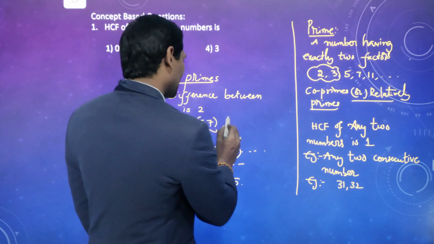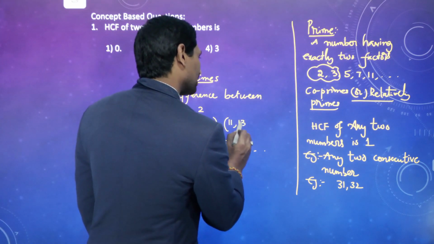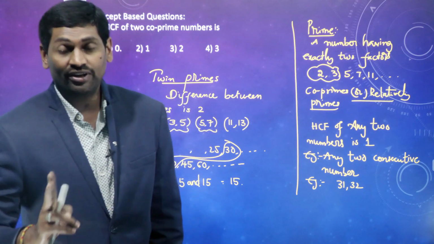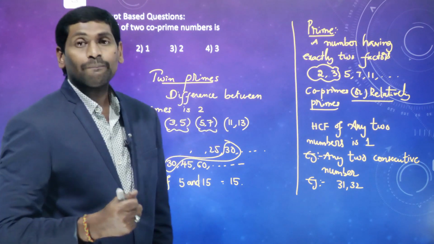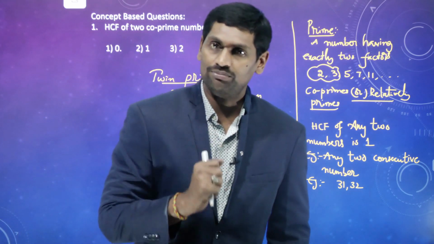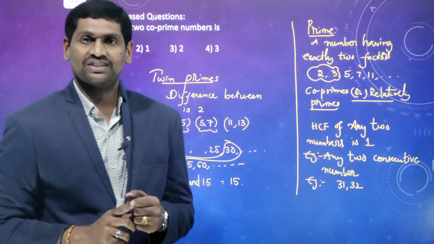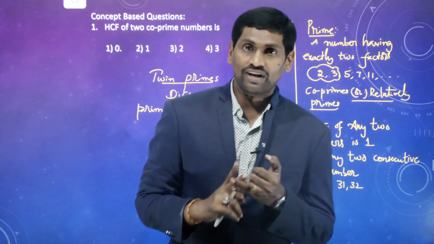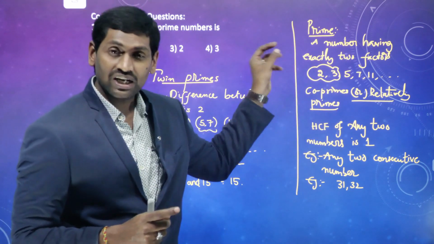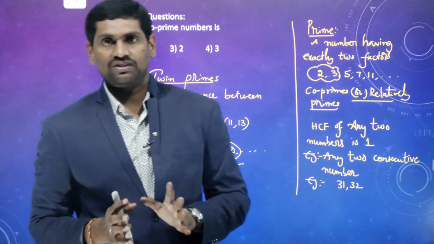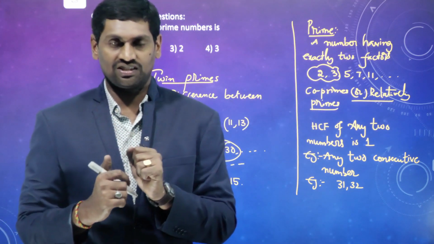Same like that 11 and 13. 11 is a prime number, 13 is a prime number, and the difference between them is 2. So we can say that 11 and 13 are twin primes. Okay. So till now we have discussed what is multiple and what is factor, then prime numbers, co-primes or relatively prime numbers, and twin primes. Okay. These are the concepts we have discussed.